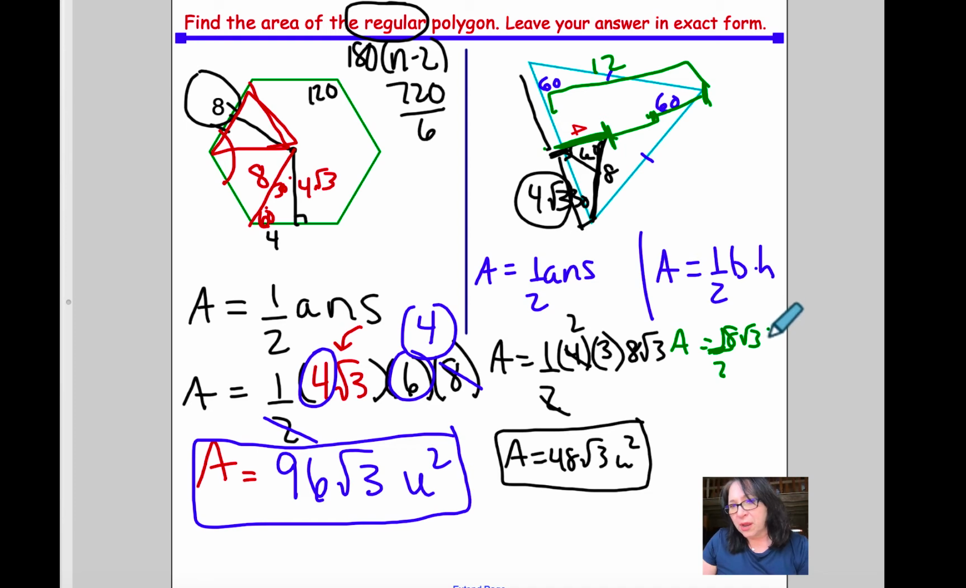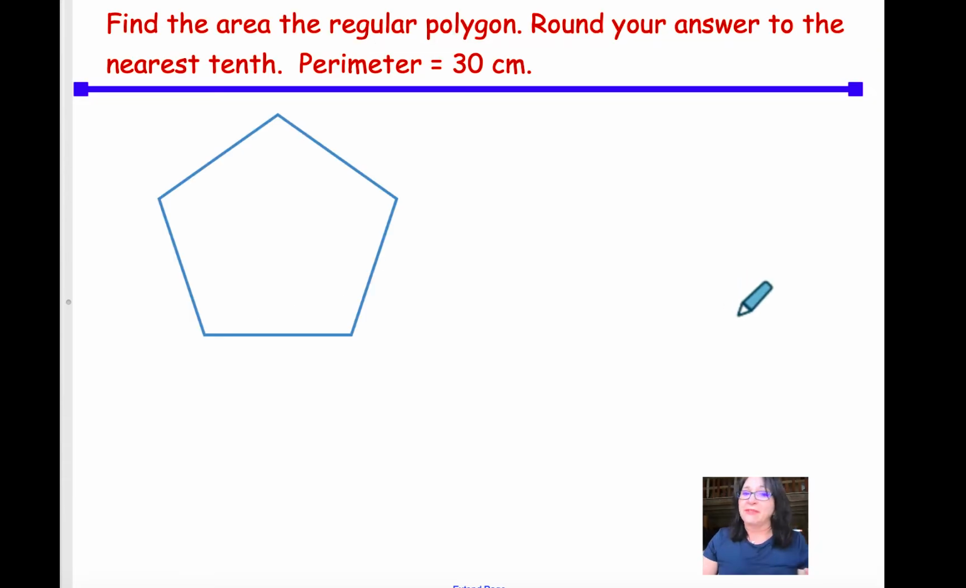And so times the height, which is 12. So half of 8 is 4. 4 times 12 is 48, and then still root 3. And so I still get the same answer, but I did do it a different way. And so you actually have that option of doing it either or.